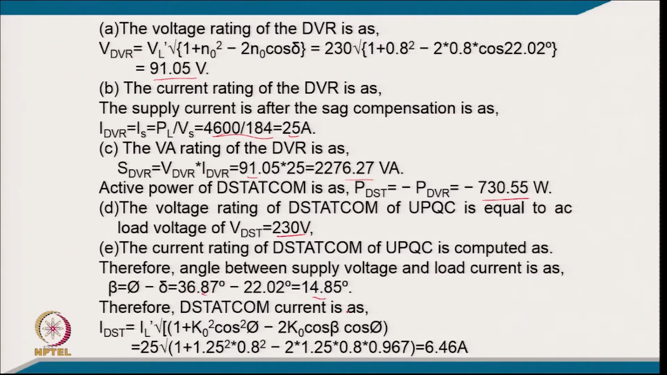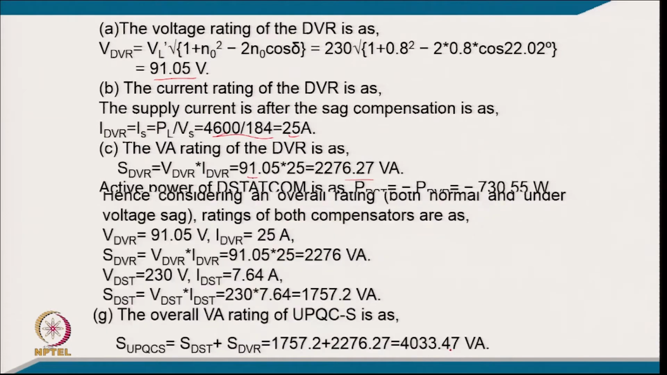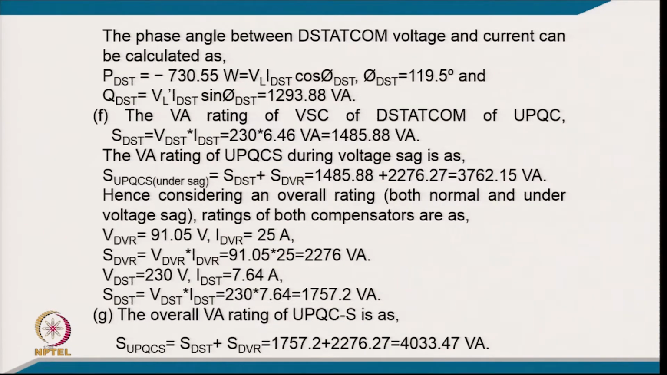So, DStatCom current rating comes from this relation, typically putting a value of 6.46 ampere. The phase angle between DStatCom voltage and current can be calculated from the active power and reactive power. From active power, phi DST equals 119.5 degree, from which we can now calculate Q DST, 1293.88, by putting this relation here. The V rating of VSC of DStatCom is equal to VST times IDST.